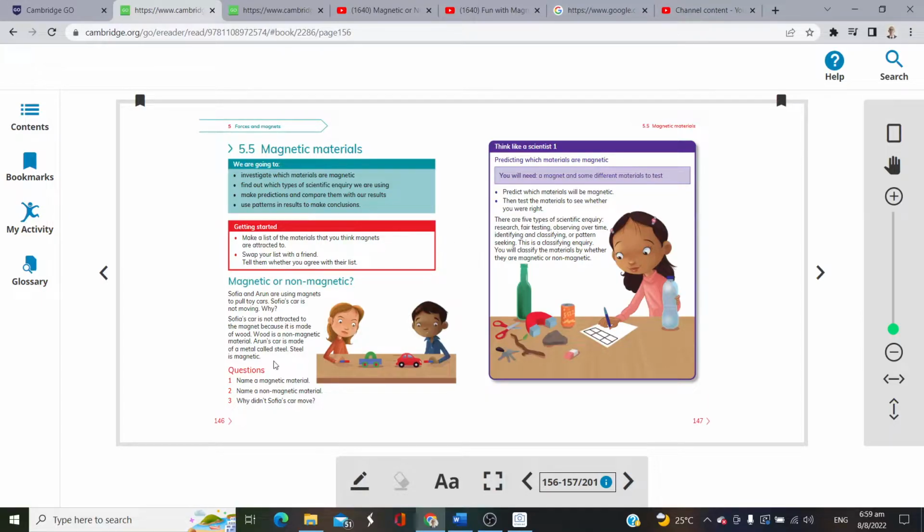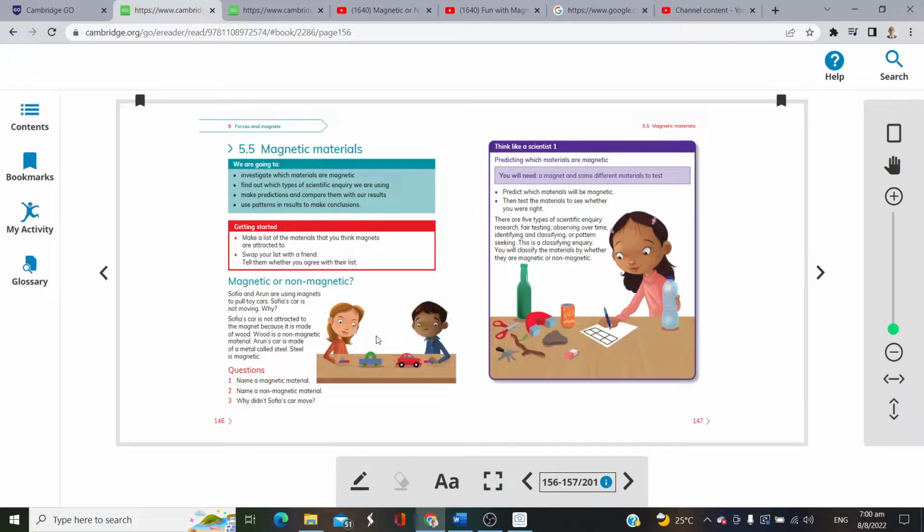You can use your learner's book here. You see there are two people here, Sophia and Arun. The left one is Sophia and the right one is Arun. Both of them are holding a magnet, the magnets we used in the activity in our previous class. You see we have a blue and a red color magnet, which are the two poles.